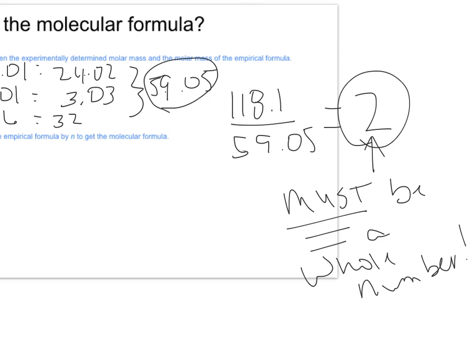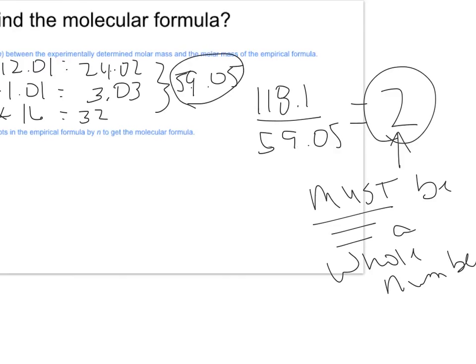But if you get something like 1.75 or 2.68, I would double check your math. Make sure your empirical formula is correct. Make sure that you've done the division with your experimentally determined molar mass and the molar mass of your empirical formula, because this number must be a whole number.